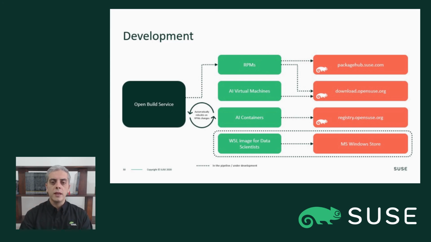All of those then eventually publish those artifacts on different repositories, being either the openSUSE registry or eventually the Windows Store for WSL or our own repositories for RPMs, which for the openSUSE distribution, for example, is represented by download.opensuse.org.